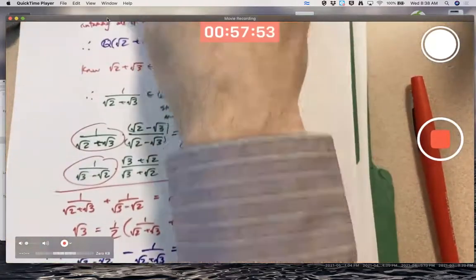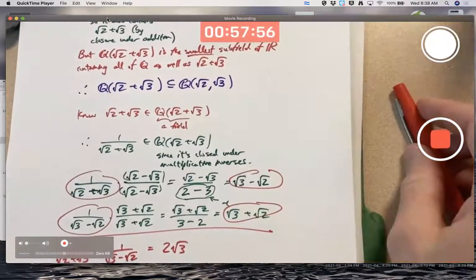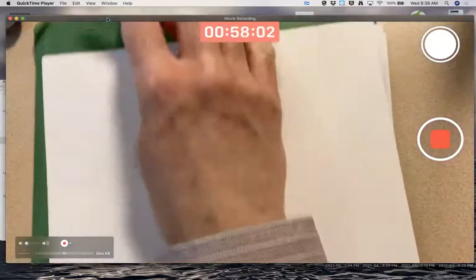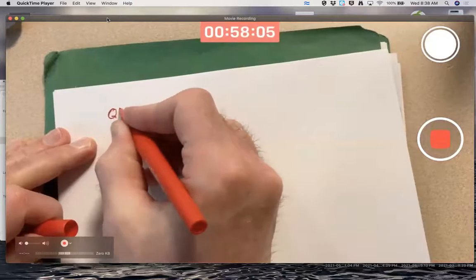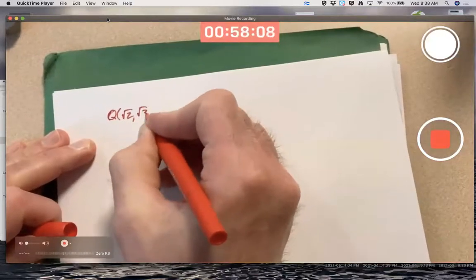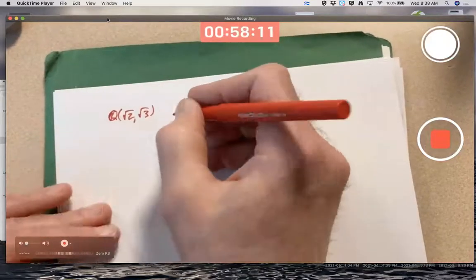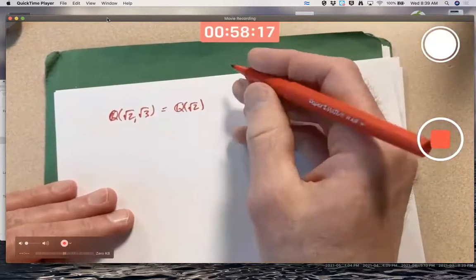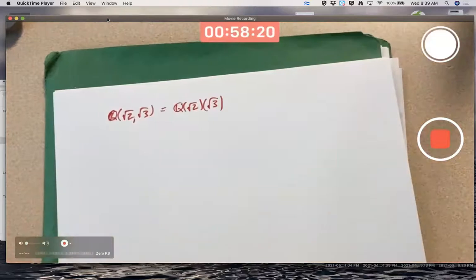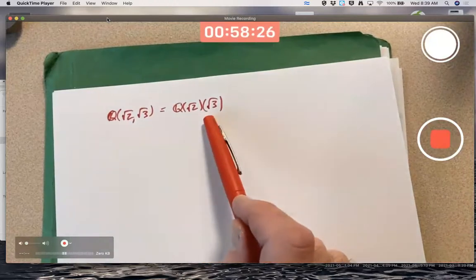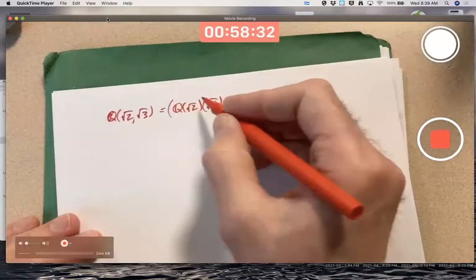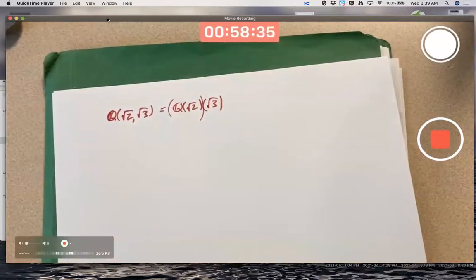Let's not go on to the next example. Let's just continue thinking about this some more. Q adjoin root 2 comma root 3 does turn out can also be thought of as Q adjoin root 2 adjoin root 3. That's also a valid way to think of it. It's an iterative process here. In other words, first adjoin root 2. And then to that adjoin root 3.